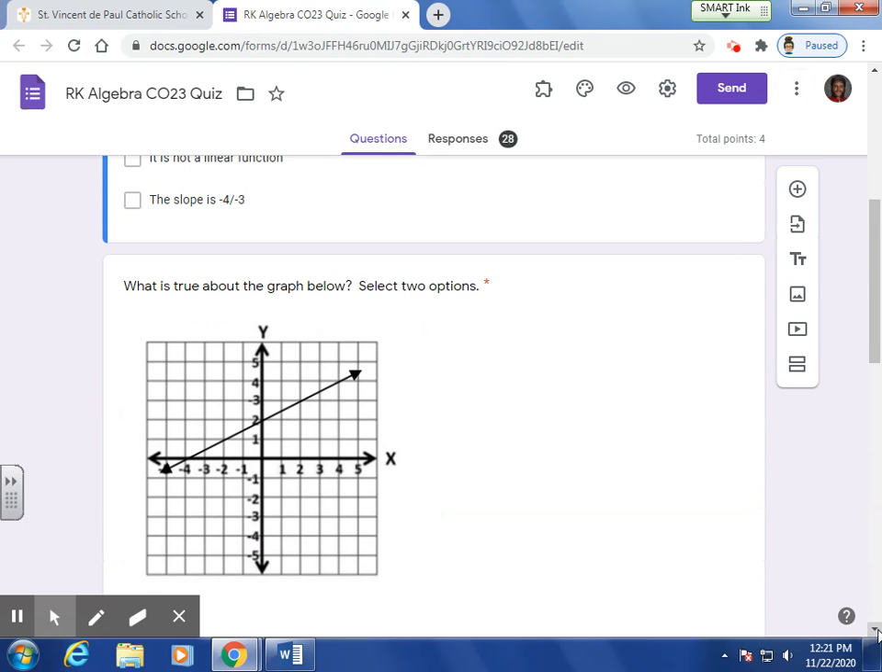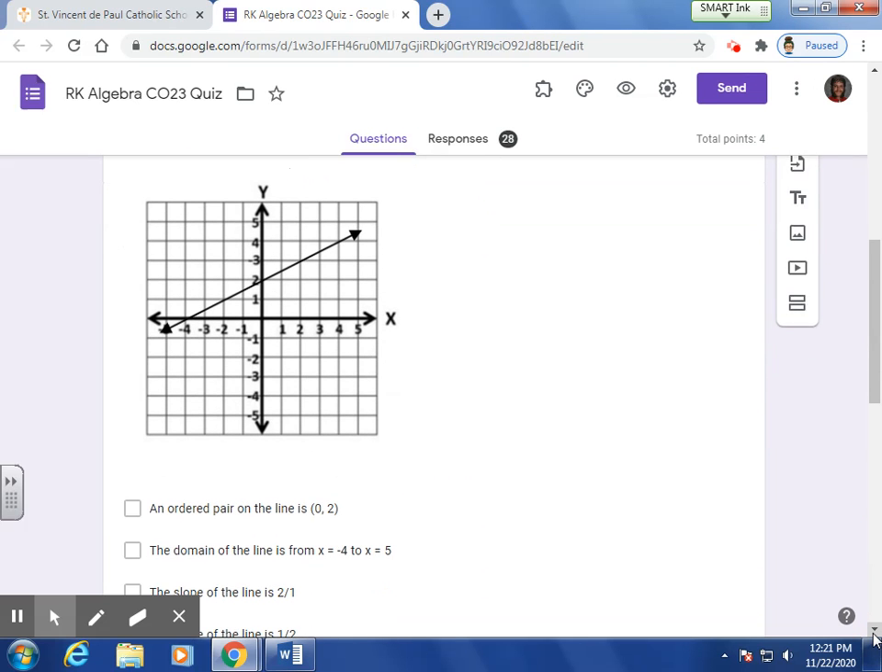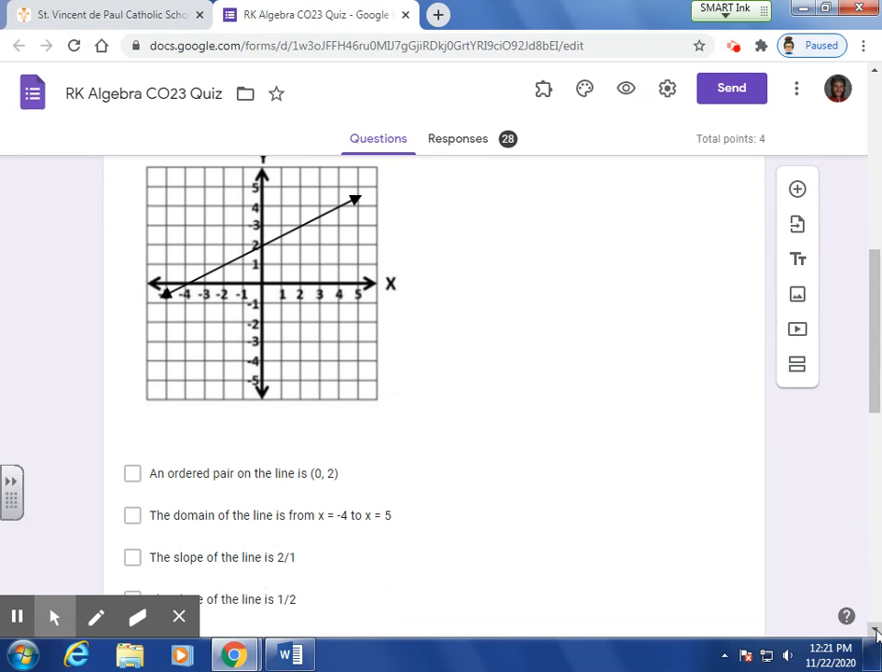Second one, what is true about the graph below? Can I make it all fit on here? Select, oh, I can get rid of this, can't I? I learned that. Okay, so an ordered pair on the line is (0, 2). So we look for (0, 2), and that seems to be on the line there. So that one's good. The domain of the line is from x equals -4 to x equals +5.